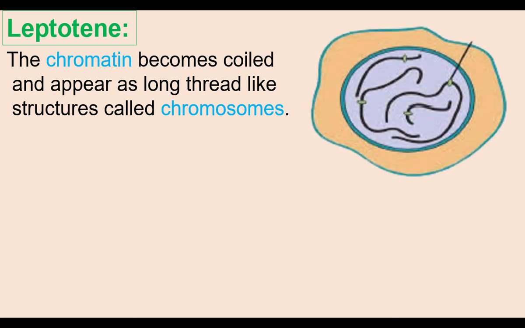This is the cell at leptotene. Here the chromosomes appear as long thread-like structures. Leptos means thin thread.